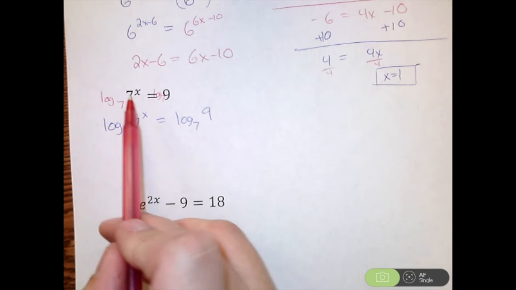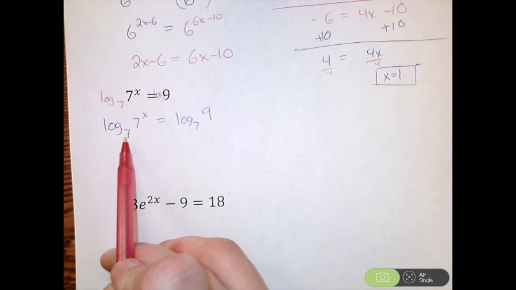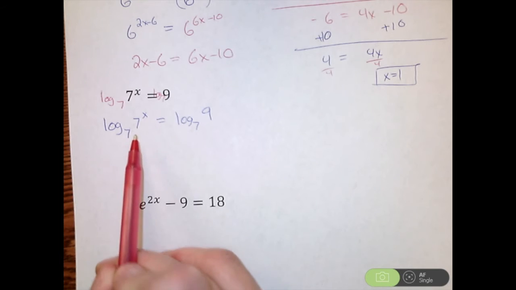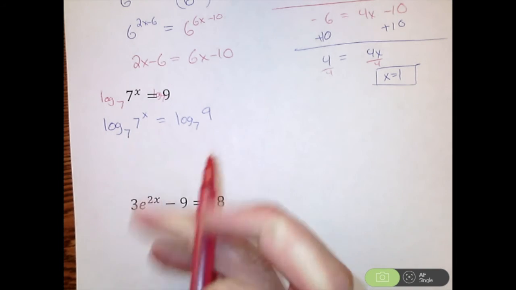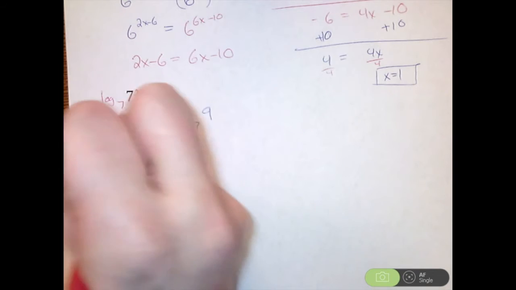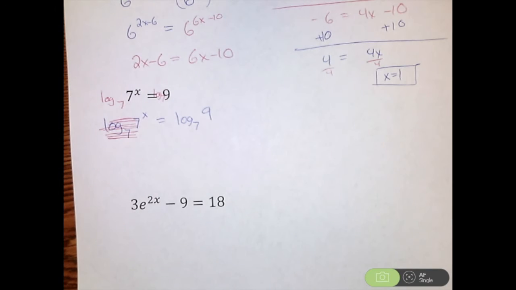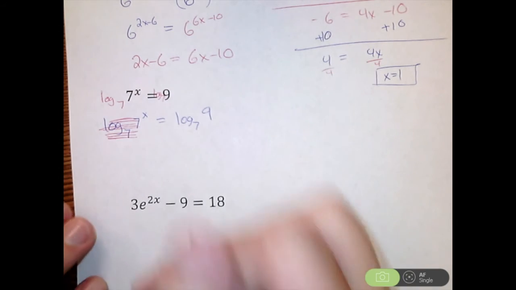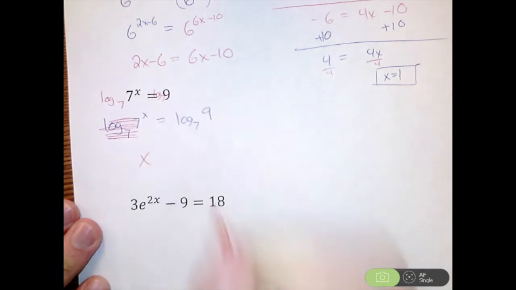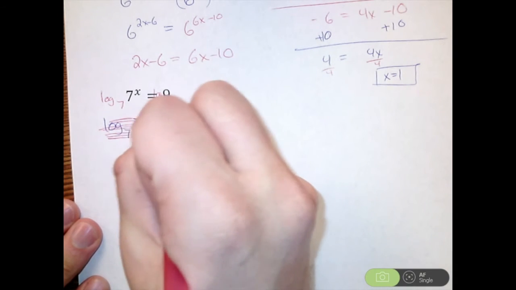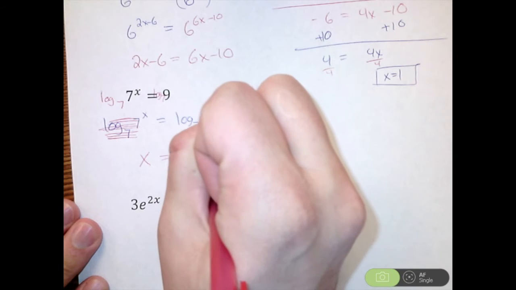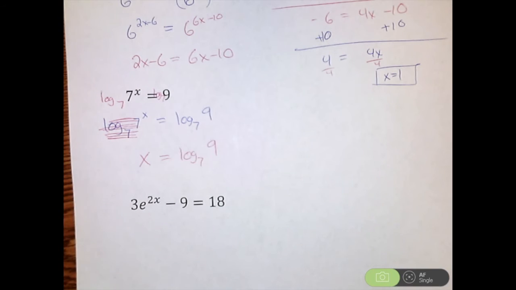Now the reason why this works: we had a base of 7 there, so I took a log base 7 and did it to both sides. Remember, if we have a base of 7, those are inverse operations, so those are gone. So what's left on the left side of this equal sign? Just a plain old x. So I have x equals log base 7 of 9.